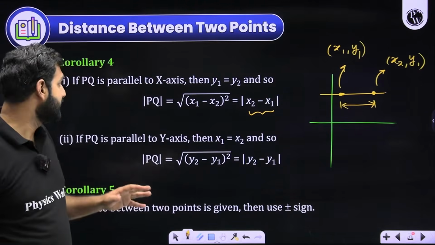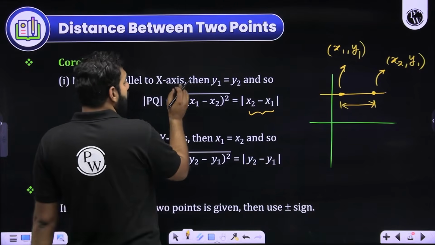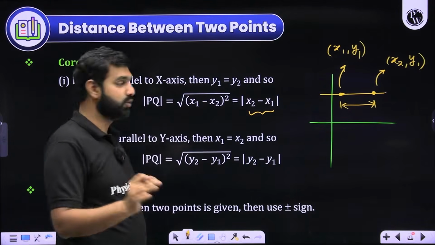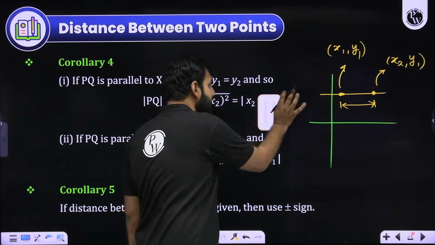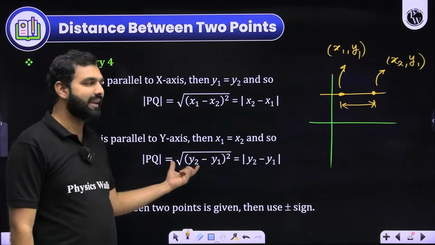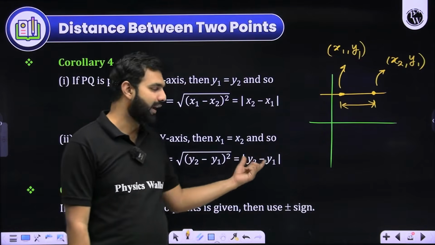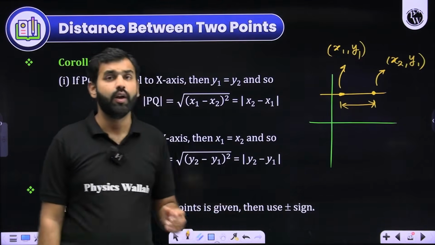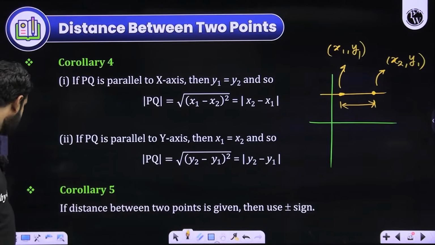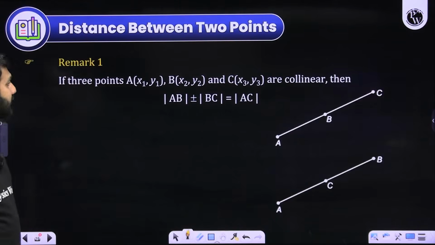Or if you don't understand this, we know that under root over (x1 minus x2) square is not x1 minus x2. It is always mod of x2 minus x1 or mod of x1 minus x2. The same can be done for any points lying on a line parallel to the y-axis. Then you take the difference of their y coordinates. And I hope you have understood this particular concept with a lot of clarity.